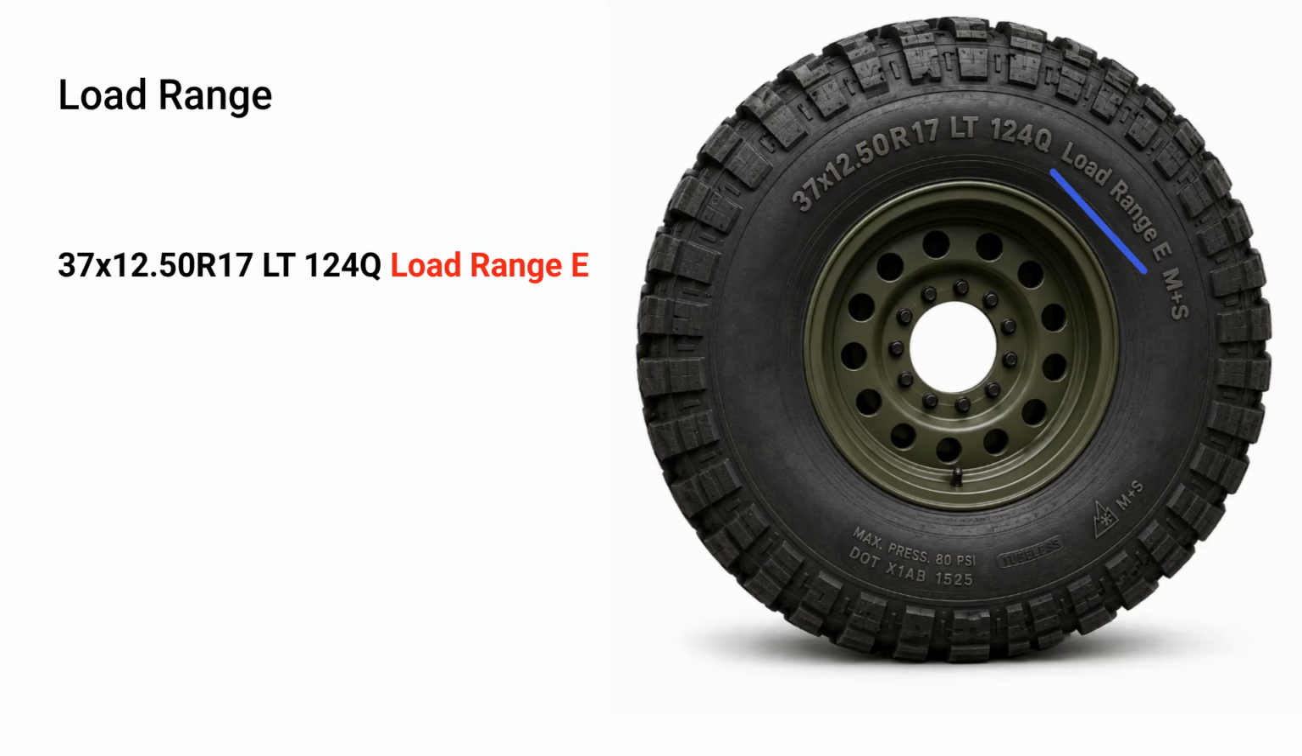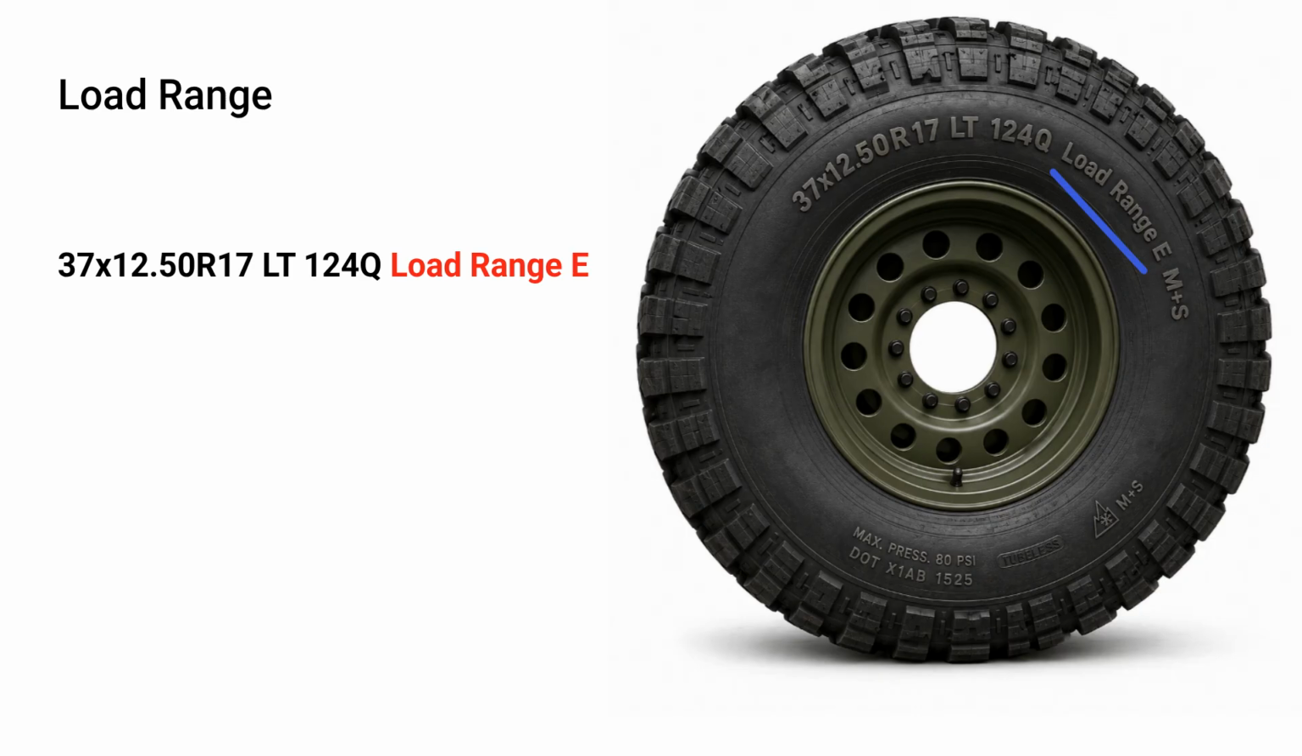In our example, the tyre is marked load range E. This is commonly associated with a stronger light truck tyre construction and is often referred to as a 10-ply rating. However, this does not necessarily mean the tyre physically contains 10 plies. It is a strength equivalence classification based on older tyre terminology.